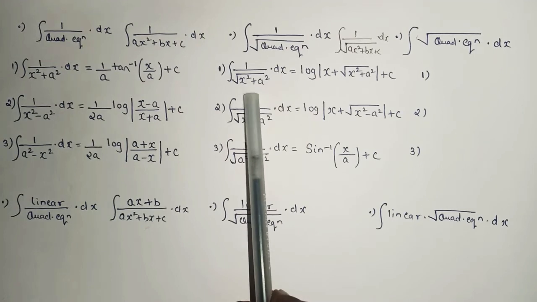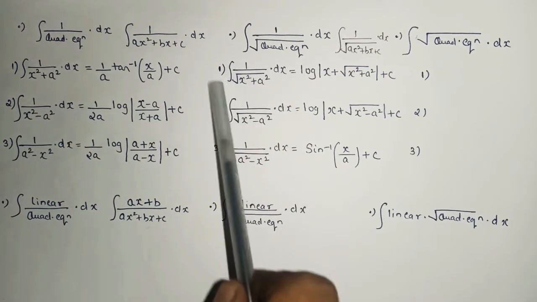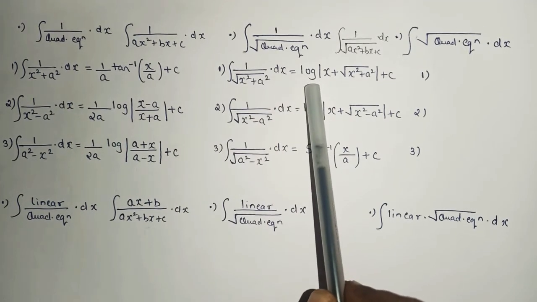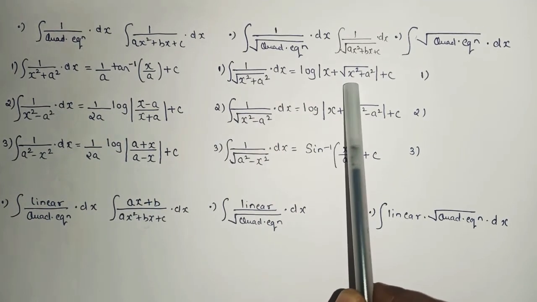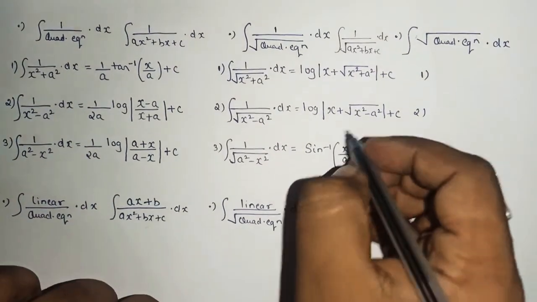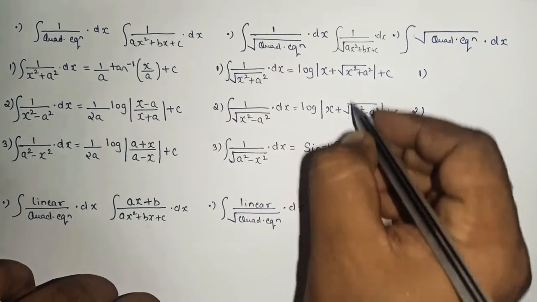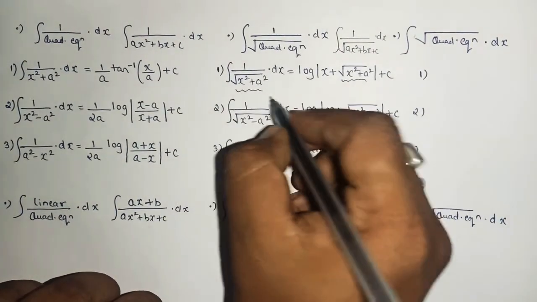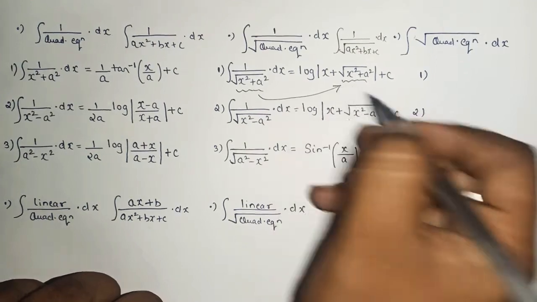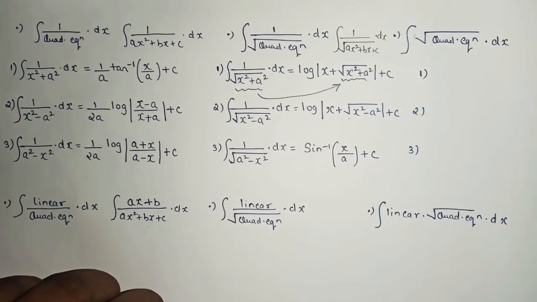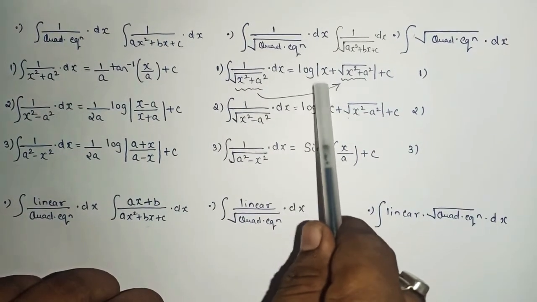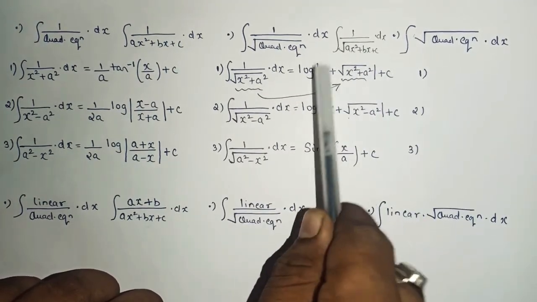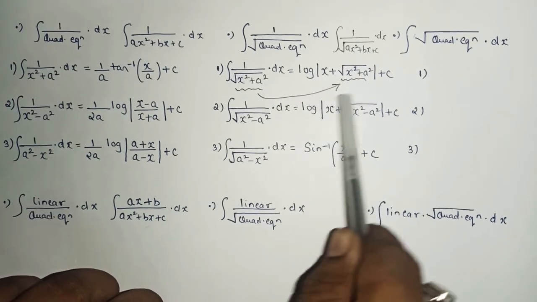The first formula: whenever the integral is in this form, 1 upon root x square plus a square into dx, the answer will be log mod x plus, can you see, this section is the same as the question. So you can remember this formula as log mod x plus the same question plus c.